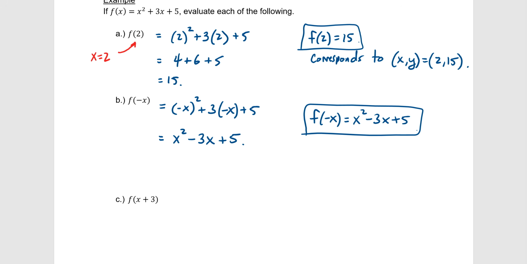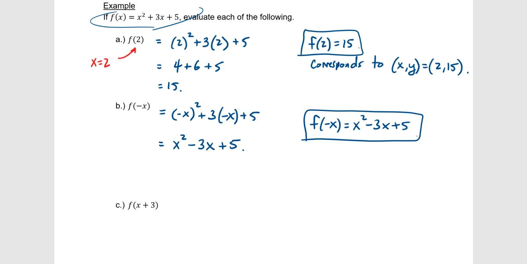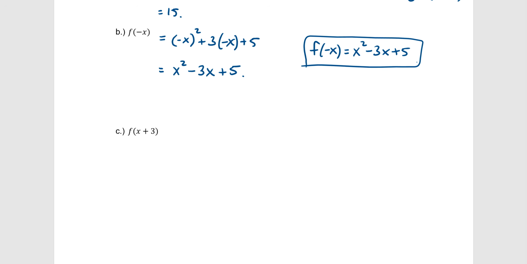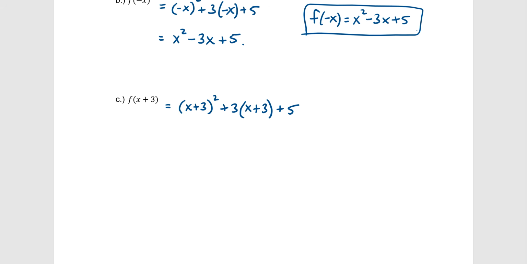Okay, and then for this last one here, we have f of x plus 3. So taking a look up at the function, everywhere there's an x in our original function, we are now replacing it with x plus 3. So x squared becomes x plus 3 squared, and then plus 3x becomes plus 3 times x plus 3, and then just plus 5 for our last term. So what we have to do here is we have to expand out this first term. We have to FOIL this out. So maybe hopefully we can do that in our head. Let's do that on the side though.